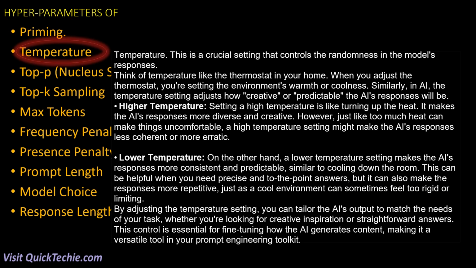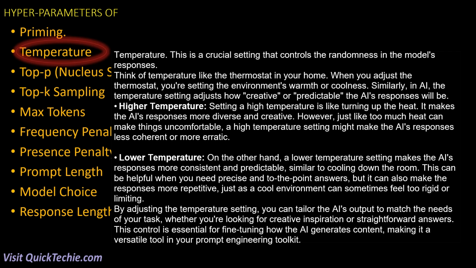Temperature. This is a crucial setting that controls the randomness in the model's responses. Think of temperature like the thermostat in your home. When you adjust the thermostat, you're setting the environment's warmth or coolness. Similarly, in AI, the temperature setting adjusts how creative or predictable the AI's responses will be.